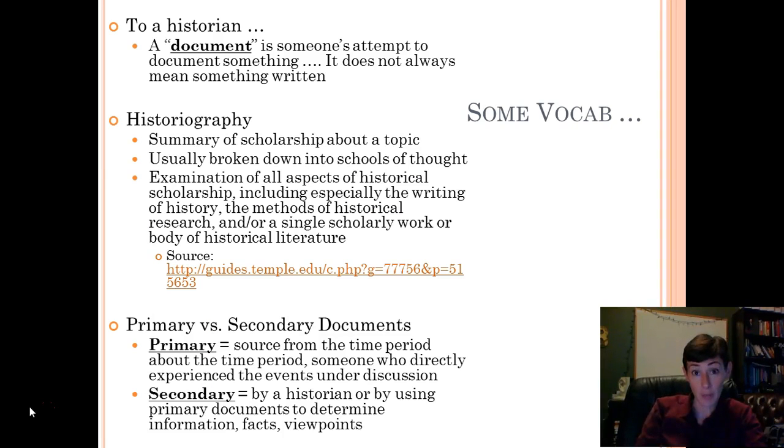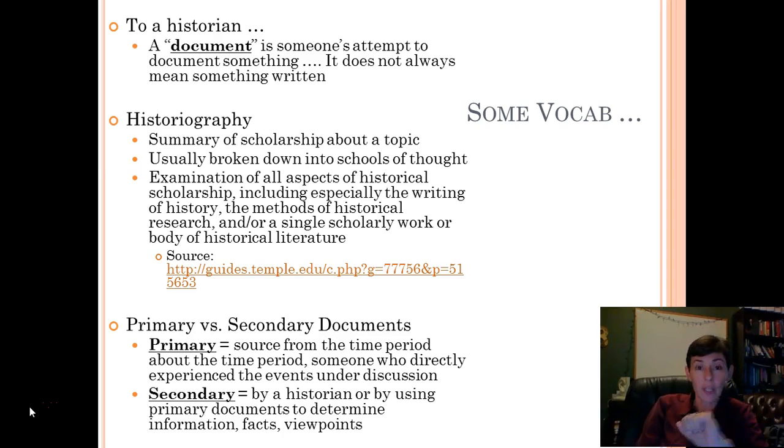So first off, let's talk about some vocab. To a historian, a document is someone's attempt to document something, all right? It doesn't necessarily have to be something written. It could be a piece of pottery, a painting, a mural or a mosaic or a sculpture, anything visual, anything that is recording or documenting something that has happened in the past.